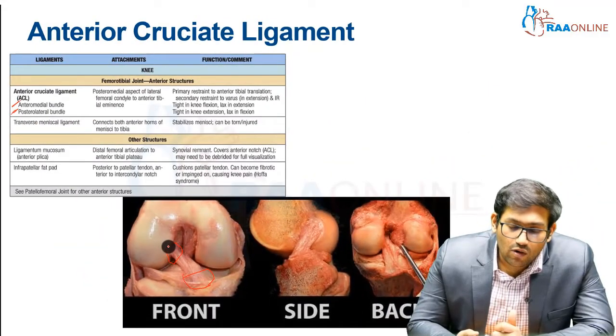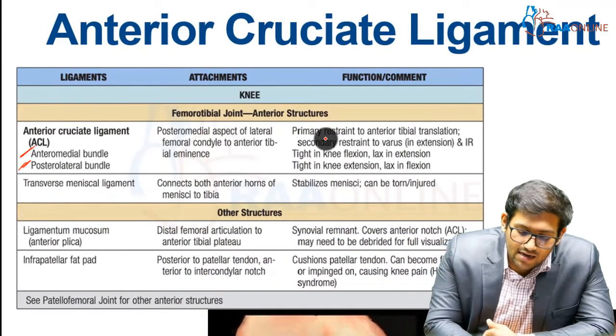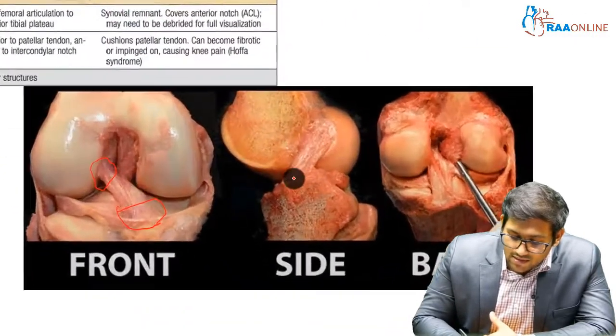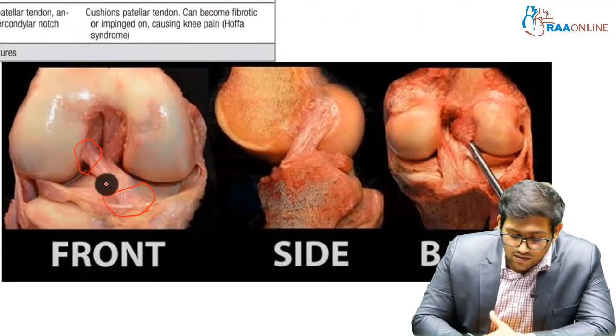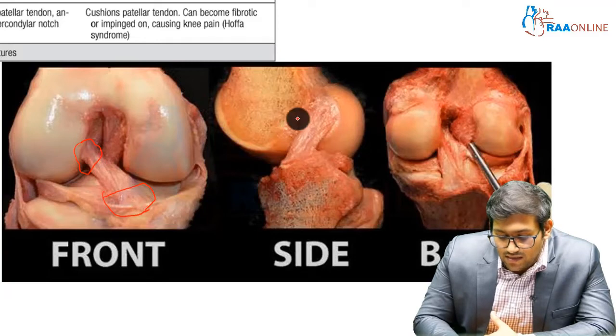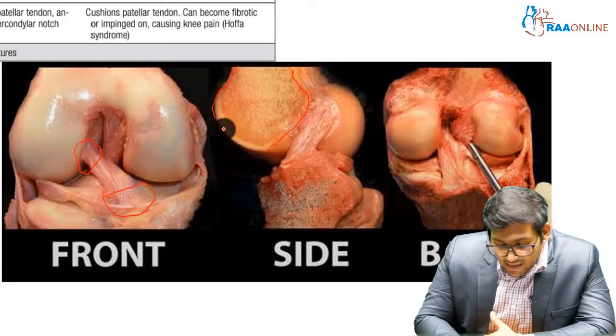Next, what is the function of the ACL? The ACL functions in restraining anterior tibial translation. So in these three images, you see the knee joint flexed with the maximal taut position of the ACL. Here you can see a midsection of the intercondylar notch, where you can see Blumensaat's line, or the intercondylar notch, where you can see the attachment of the ACL.